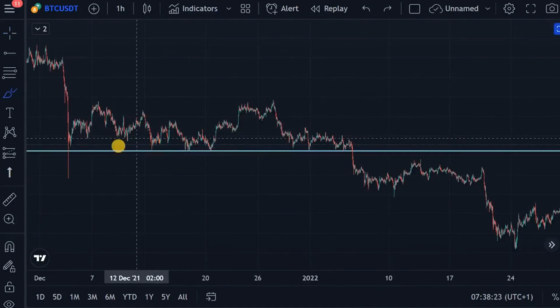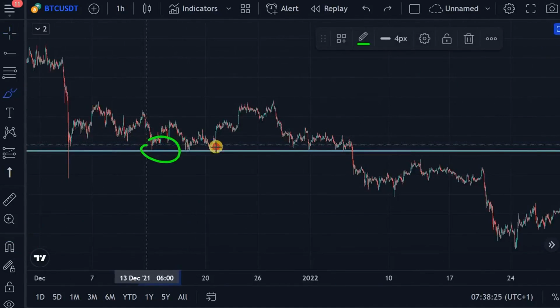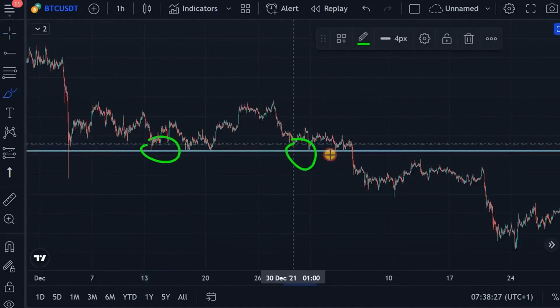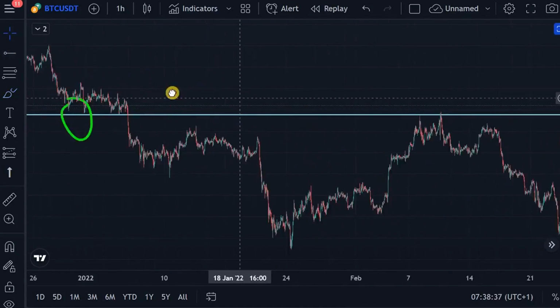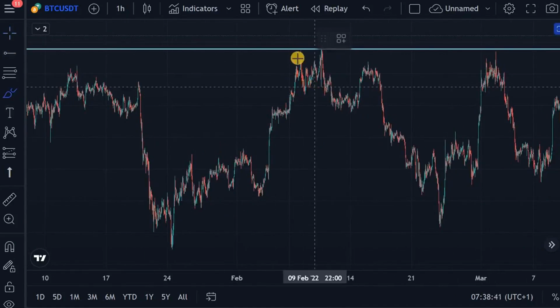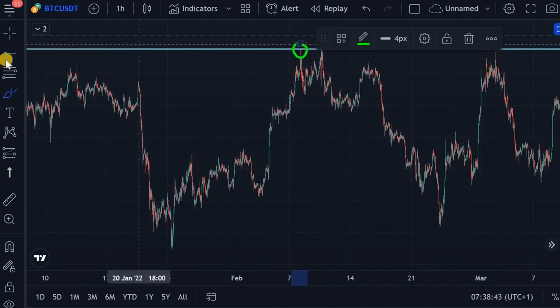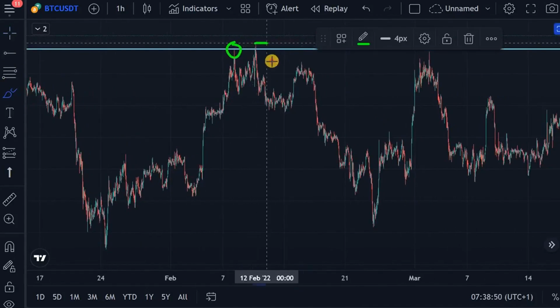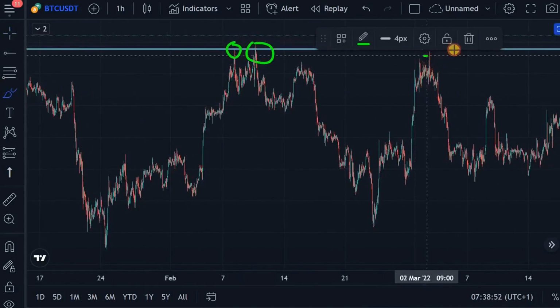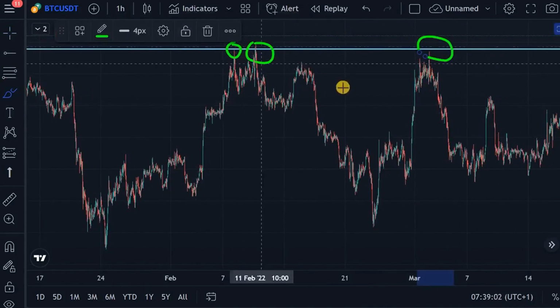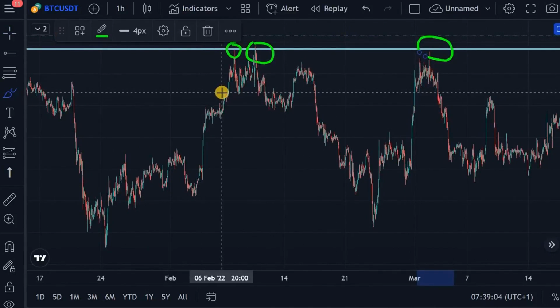You can see right here, the line is acting as support at around this level. It is acting as support, and when the price breaks down below this support level, the price tends to act as resistance. First touch right here, resistance. Second touch right here, another resistance. The third one right here is another resistance. You can now see that the line tends to act as resistance in the price chart after it has already acted as support in the previous price action.